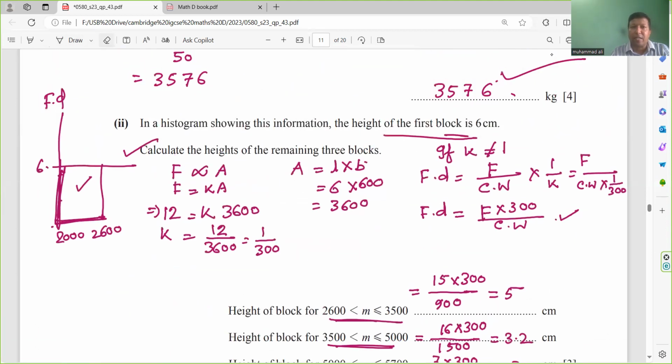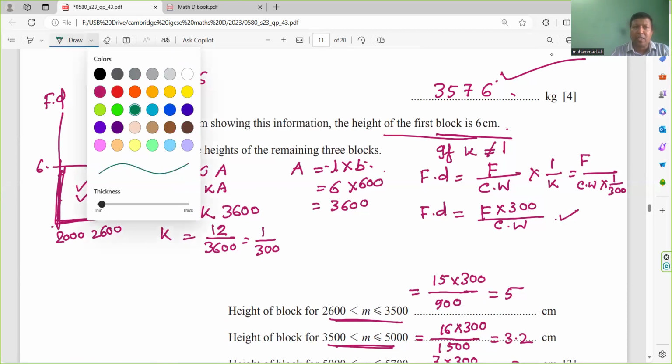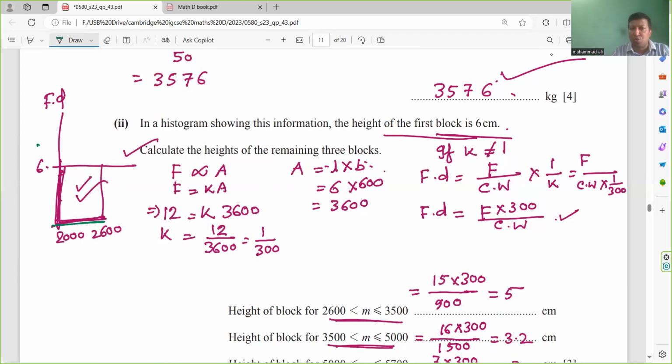As they gave us the first block height, that is 6 centimeter, we need to find the value of k. To find the area of the first block, length into breadth. Length is the height here, and breadth is the difference between the two interval limits. Here we find the area. We know that frequency is proportional to area, frequency given, area found. After that, we get the value of k.